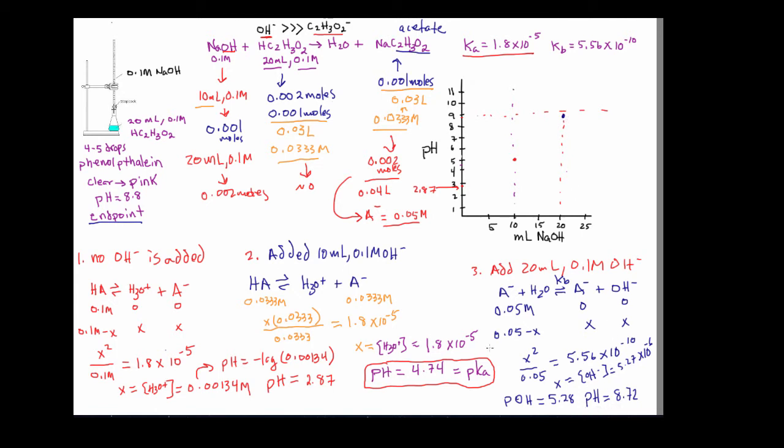You'll notice that the indicator we're using has an endpoint whose pH is about 8.8, and the equivalence point, the place where we've used up all the weak acid, has a pH dependent on the conjugate base that happens to be 8.72, which is very close to the endpoint of our indicator, phenolphthalein, which is a requirement for a laboratory like this.